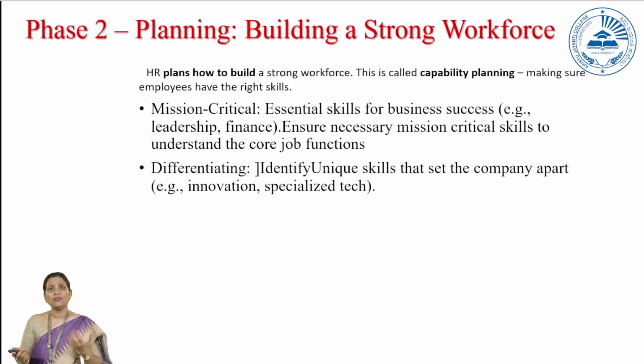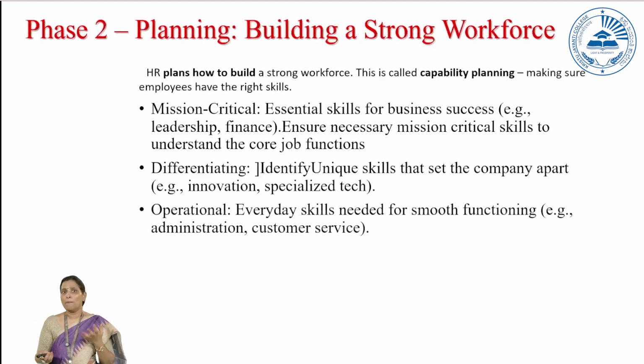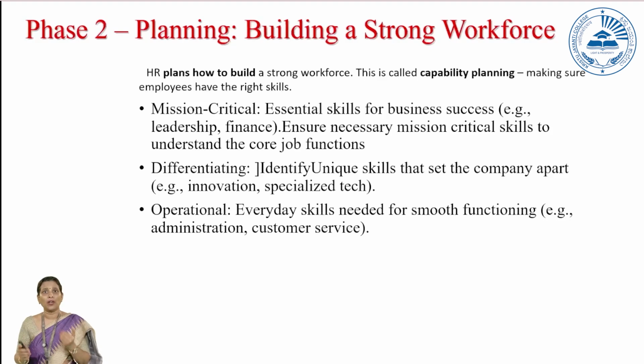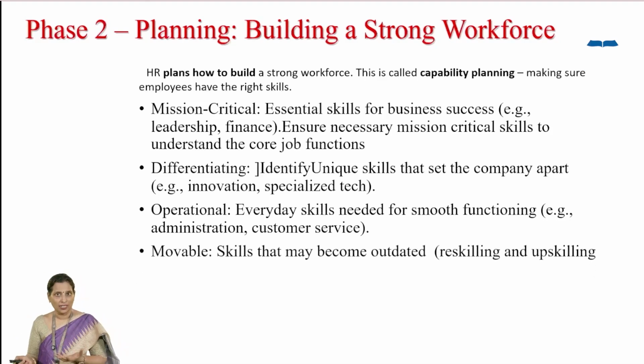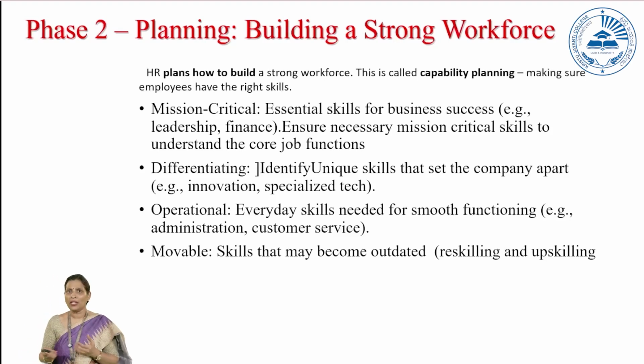Some of the 4 important variables that come under this planning is mission critical. So what do you mean by mission critical? The HR ensures that the necessary mission critical skills are there with their employees. If the employees need to perform their core job function, definitely the HR manager needs to ensure whether they have achieved their mission critical skills. And the next one is differentiating. The next important variable in this planning stage is differentiating. So what do you mean by differentiating?